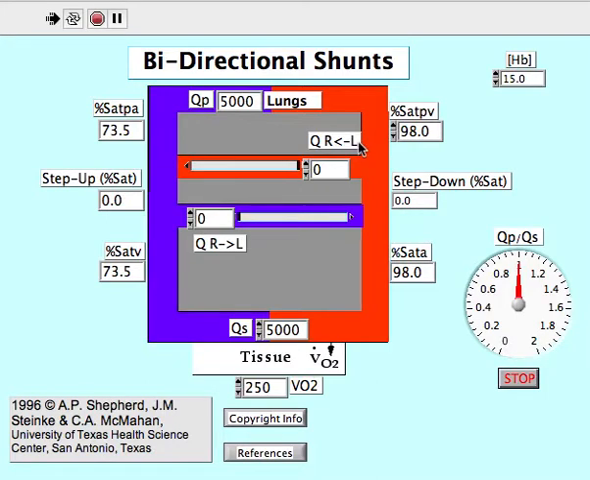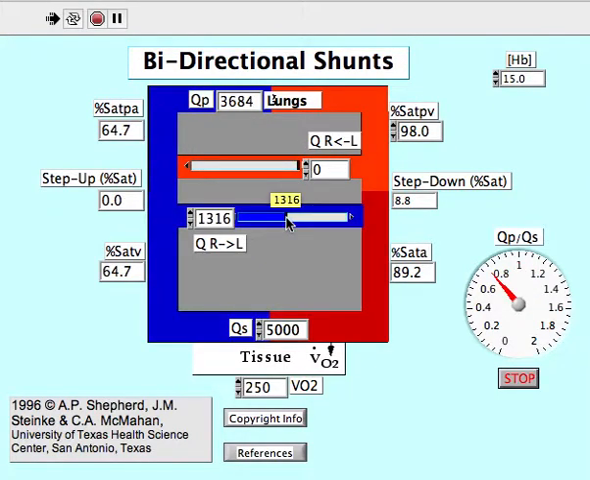Now, if you have what's known as a left to right shunt, I'll create one this way. You can see what it does looking over here. The blood coming out of those capillaries is 73% saturated with oxygen, but it's 82% saturated by the time it gets to the pulmonary artery. So that blood taking a shortcut through here has caused this step up in the oxyhemoglobin saturation, and in this case it's 8.5%.